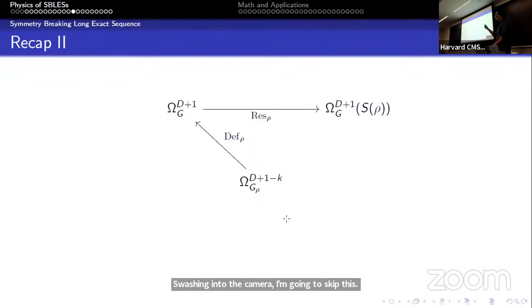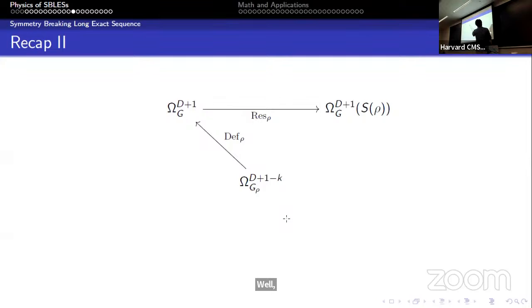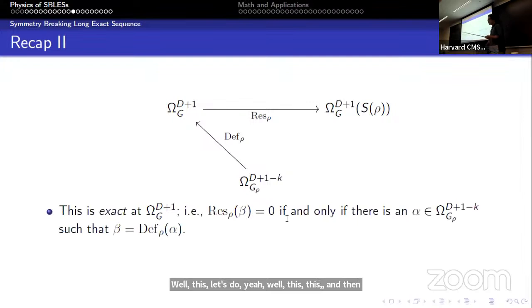To recap, here's what we got so far. We have this residual anomaly map, and then we have a map, a kind of predecessor. Moreover, as Juven was saying, this sequence of maps is actually exact here. What does that mean? It means that if I start with this anomaly beta and it maps to zero, then being exact means I can find an alpha that maps to it.